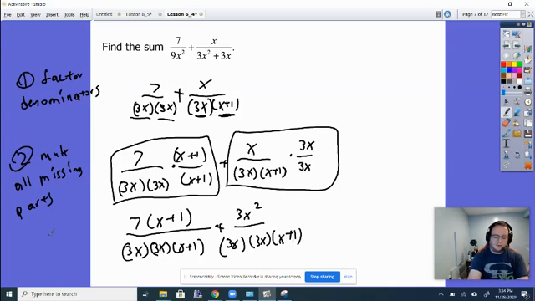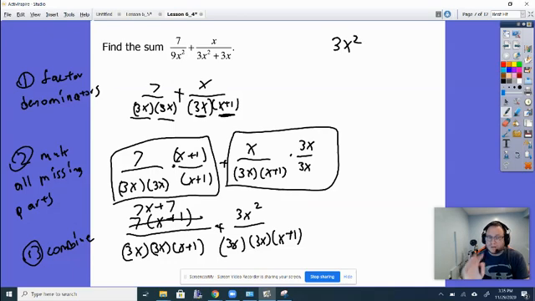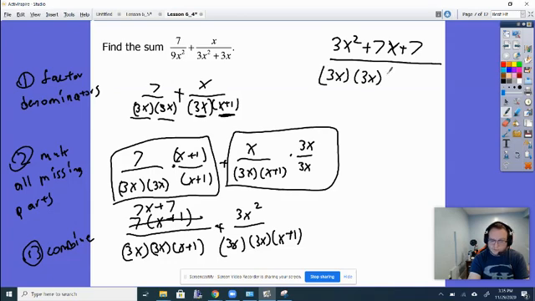So step 3, we want to combine. I'm going to take these and combine them. Now really remember this is 7x plus 7. So combining my numerators, I'm going to have 3x squared. Remember, addition is commutative, so I can move it around. Just keep everything together. Over 3x, 3x, and x plus 1.